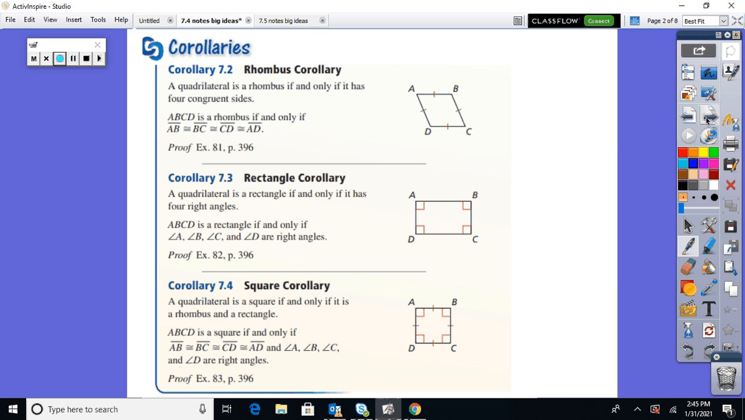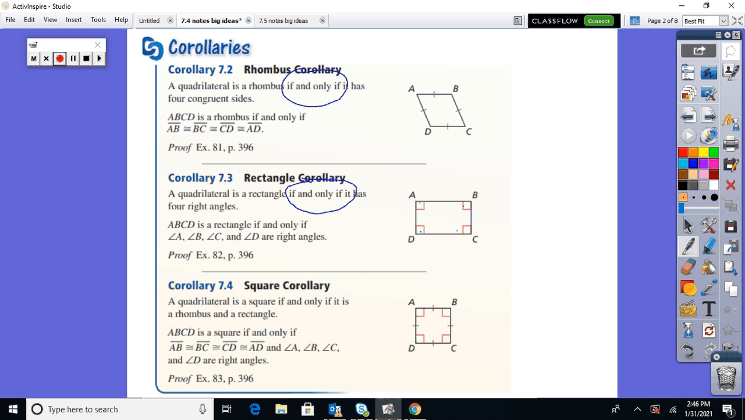So let's take a look first off at basically the definitions of these three. A rhombus is a quadrilateral that has four congruent sides. All right. A rectangle is a quadrilateral with four right angles. And you can see the phrasing of these: if and only if, biconditional. So they go both ways. If it has four right angles, it's a rectangle. If it's a rectangle, it has four right angles.